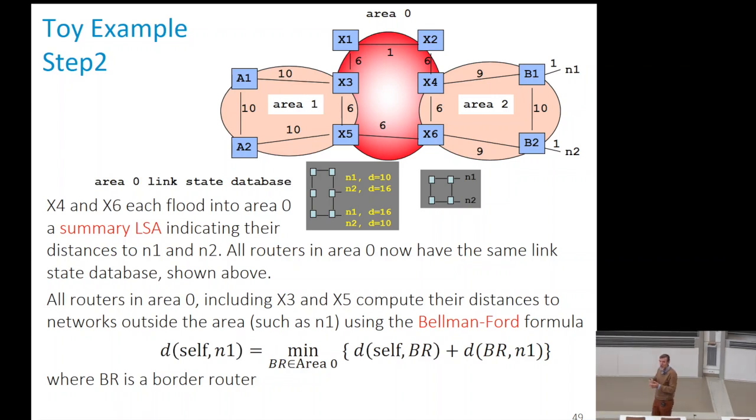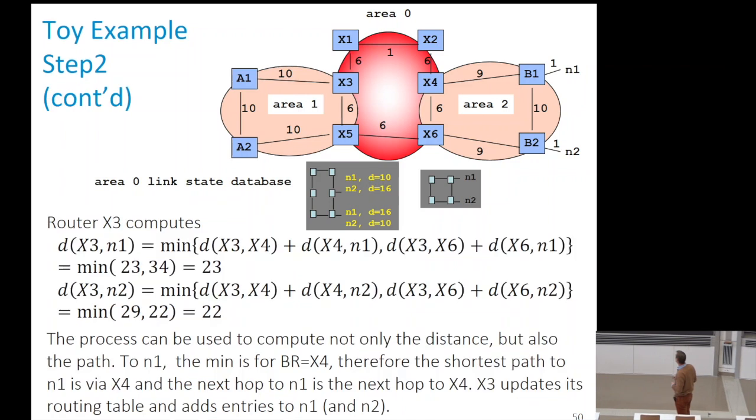Right? You are in area 0, you wonder how to go to N1. You know, some border routers in your area have a distance to N1. Then you try all of them in sequence, and you look at the one that gives you the shortest path. Here, for example, X3 will do this computation. It will find 2 possible paths. One path will give 23 and the other 34, so the distance will be 23 here. So its distance at X3 will be 23.